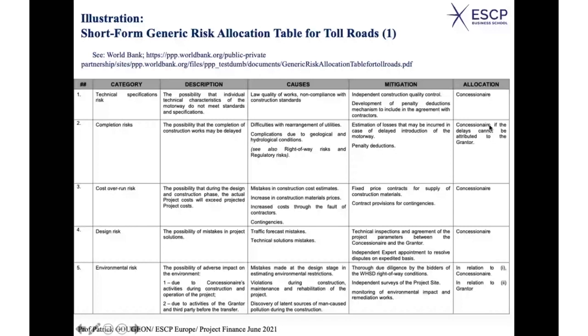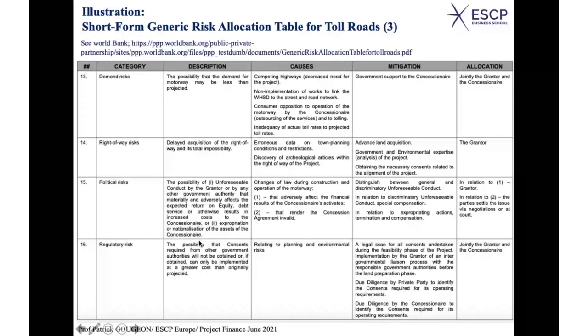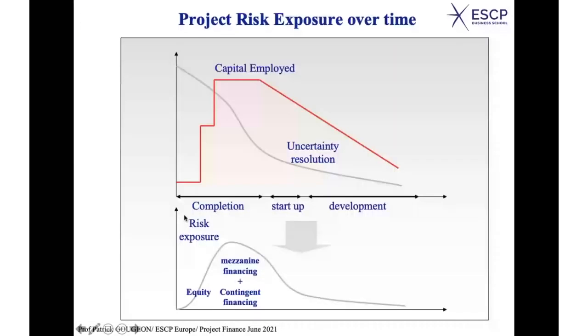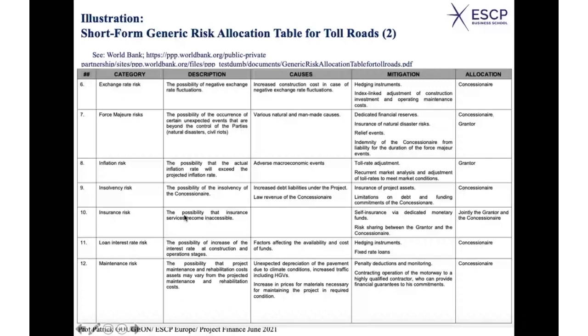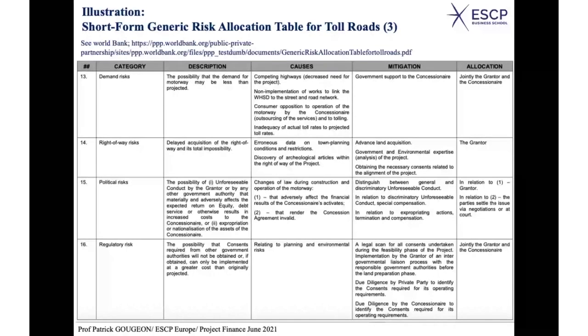So I'm not going to read all the risks, but you can have a look at it. You have all these risks which are well described, the causes of the risk are indicated, and how they can be mitigated. That's a typical table, okay?